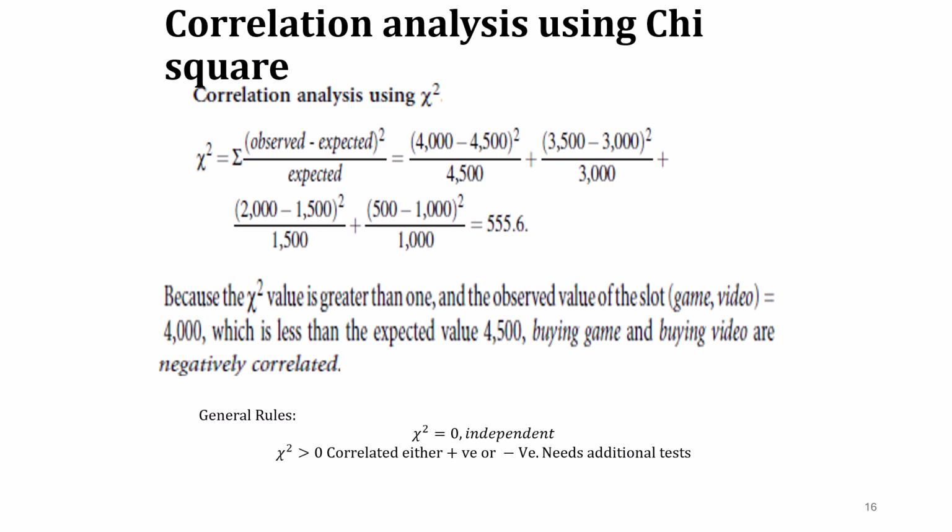So chi-square equal to 0 means independent. Chi-square greater than 0 means correlated, either positive or negative, which needs further checking.